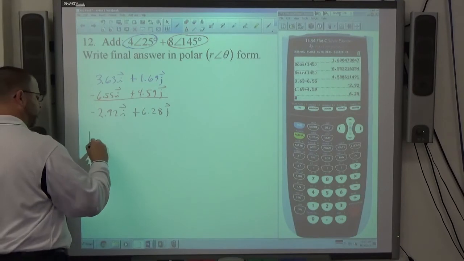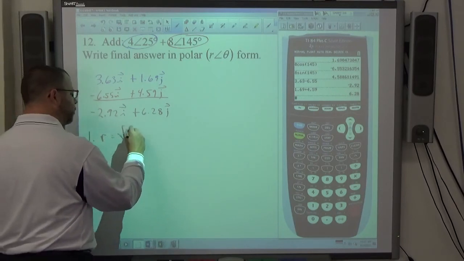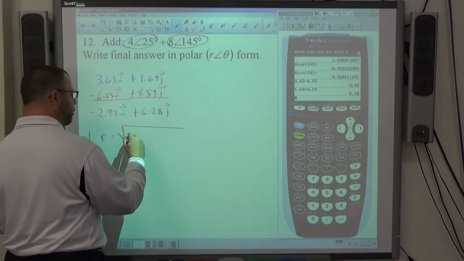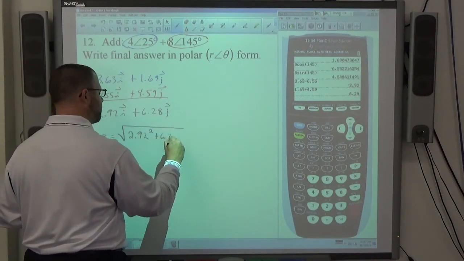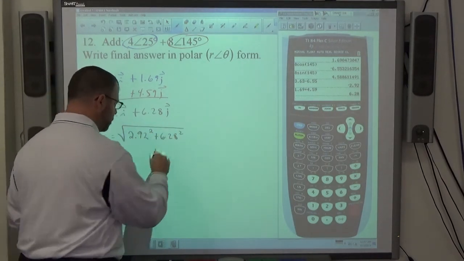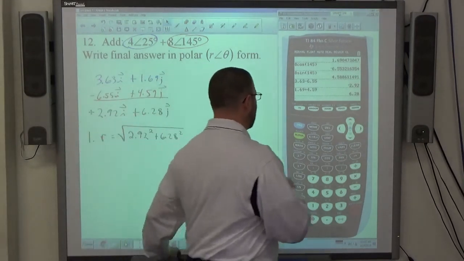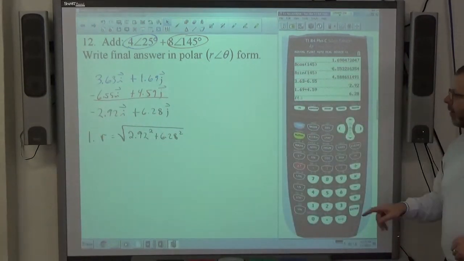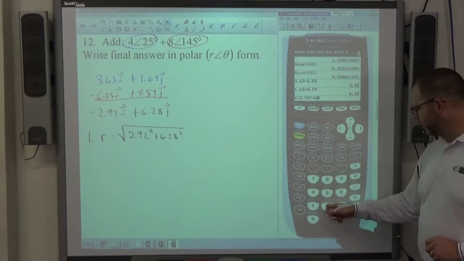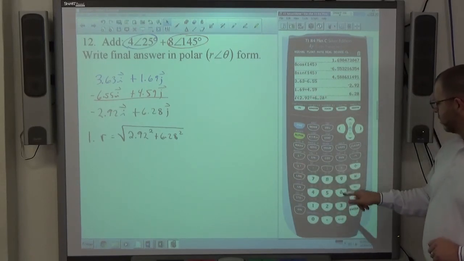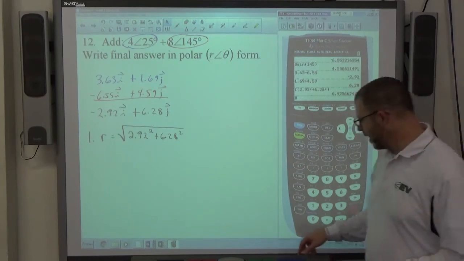Step 1 for polar form. R is equal to the square root of the squares of these two numbers. Do not include negative numbers in this step. So you write it down and then apply it. So square root and then 2.92 squared plus 6.28 squared. In parentheses equals 6.93.